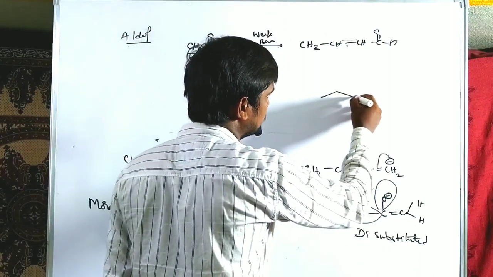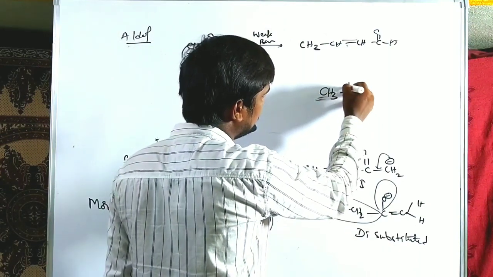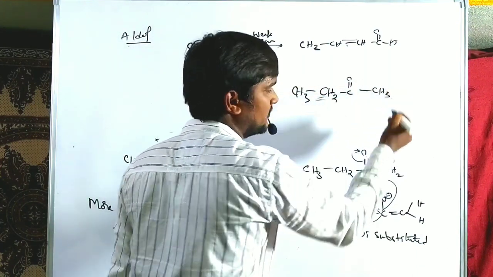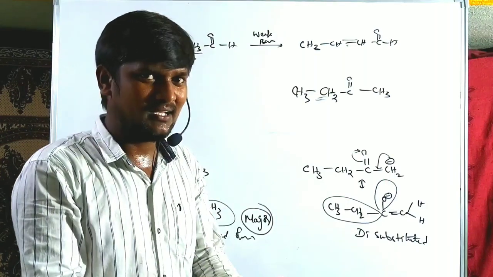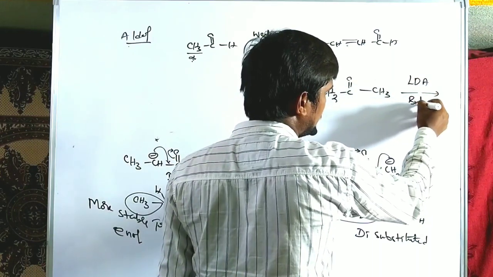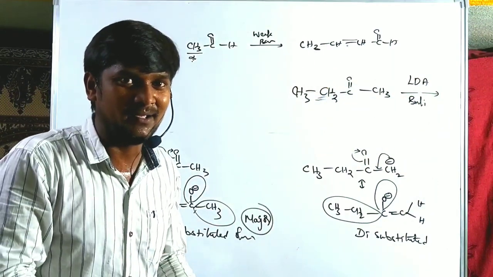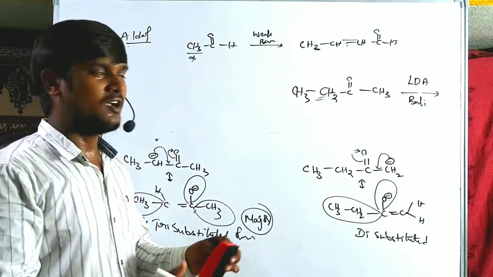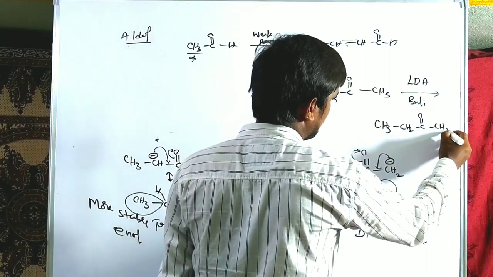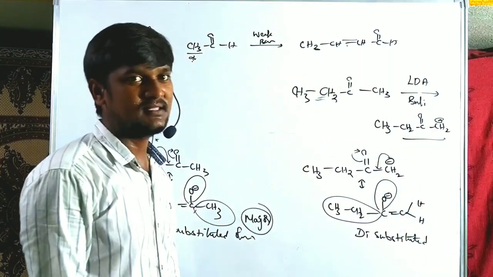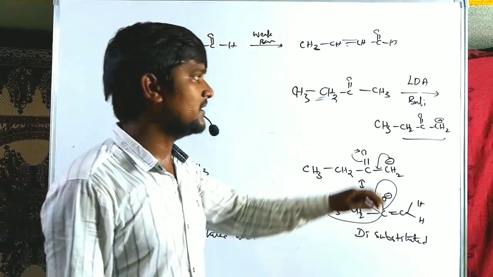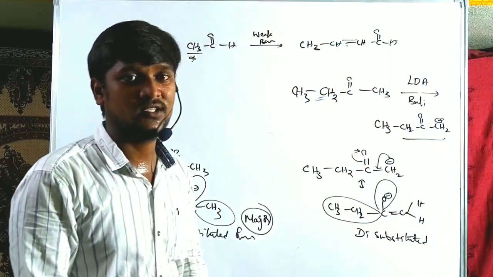So now here CH2, CH3, C double bond O, CH3. Now, instead of weak bases, when large and strong bases like LDA or butyl lithium are used, we will get the product. So the major product is this one. Okay, this is the major product. That means the less hindered proton is readily donated because of the large size of the base.